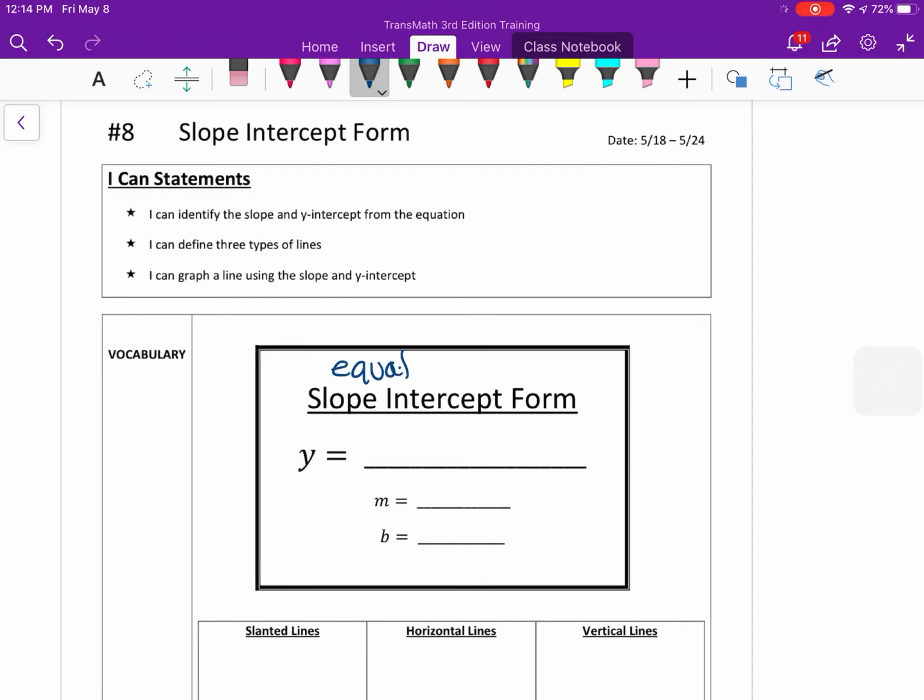equation of a line, and it is y equals mx plus b, where the variable m stands for the slope and the variable b stands for the y-intercept.